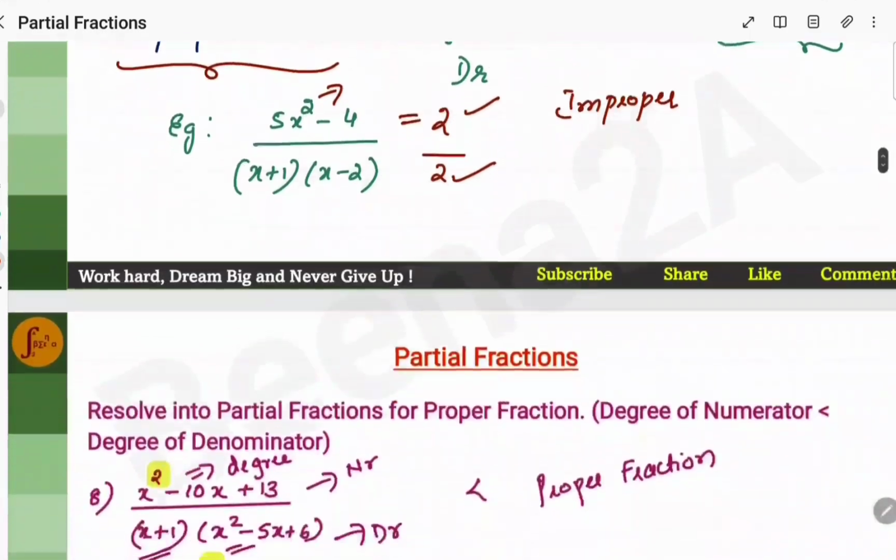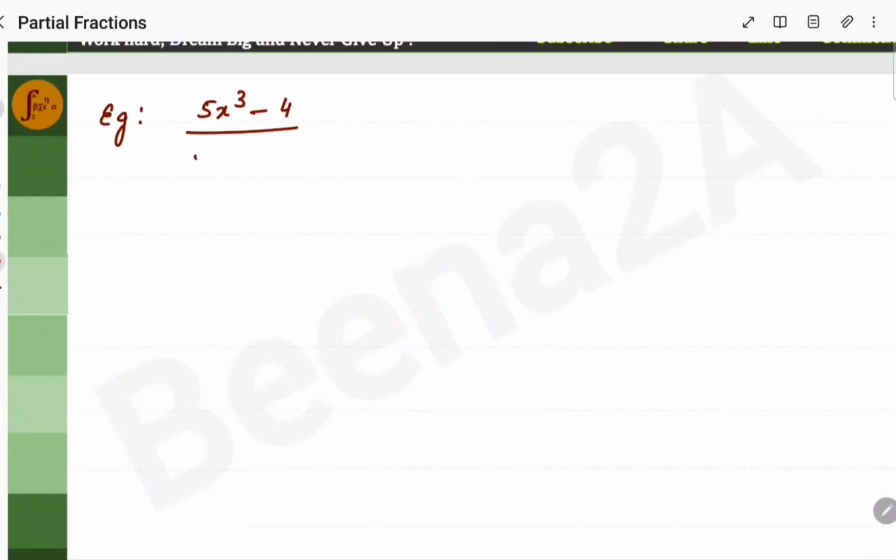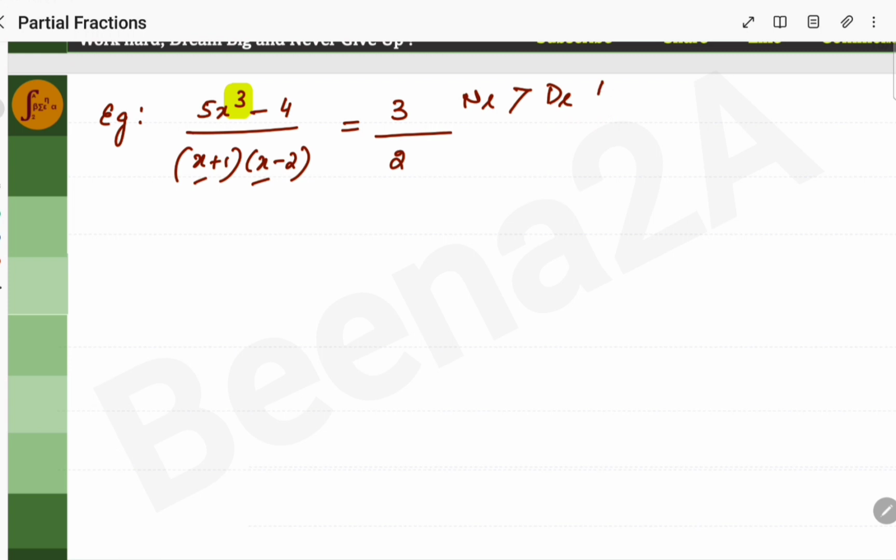Now let's take another example. 5x cube minus 4 by x plus 1 into x minus 2. Now in this example, what is the degree of numerator here? The highest power is 3. So degree is 3. And here in denominator it is 2. So numerator degree is greater than denominator degree. Correct? So this is an improper fraction.